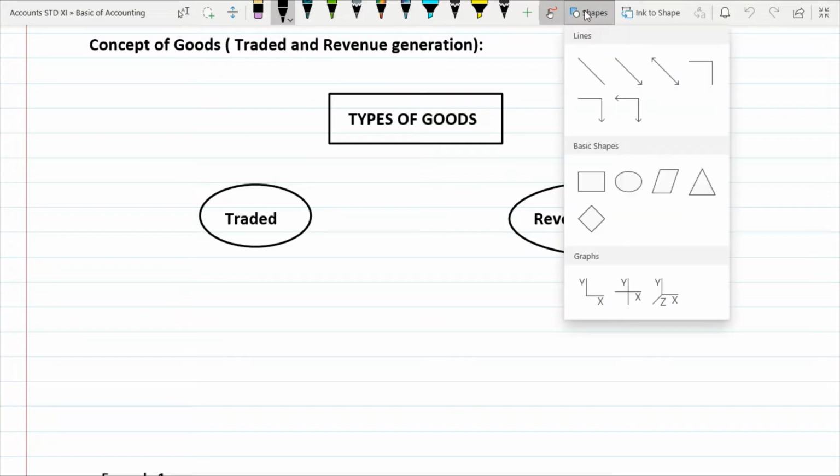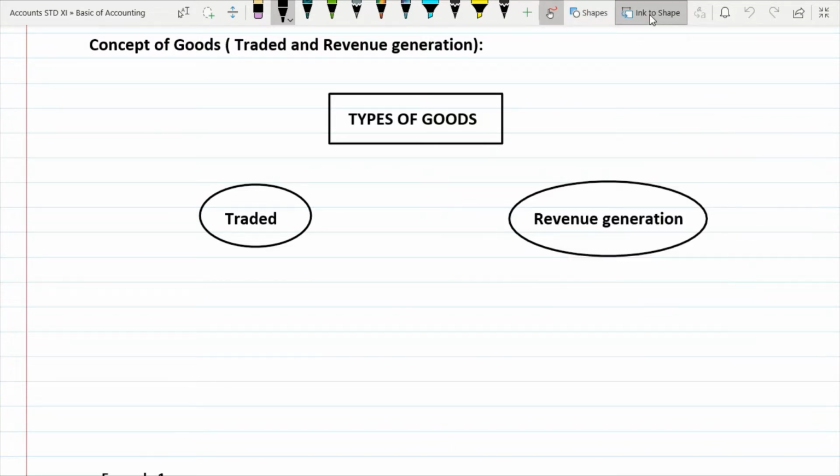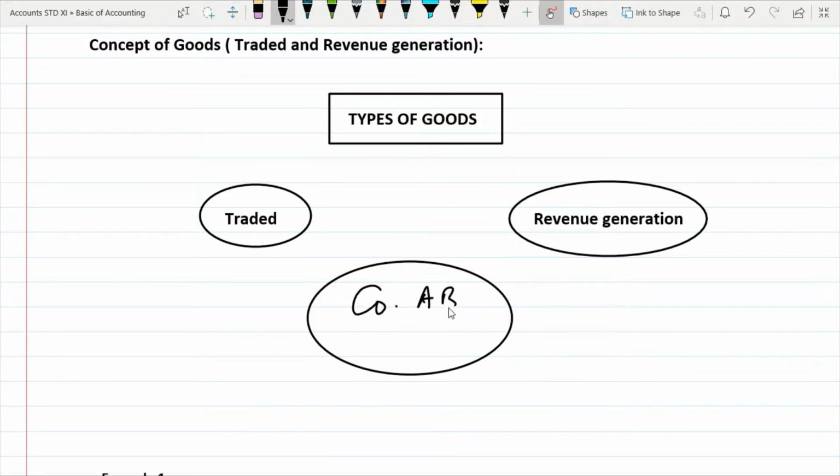So very important it is to understand. First thing is, suppose now we are a company. So this is company A, B, C. And like always, you are the accountant here. Now this company can buy two types of goods. One is goods which are traded and the other is goods which are generating revenue. So you need to understand what is the difference between traded goods and goods that are generating revenue.